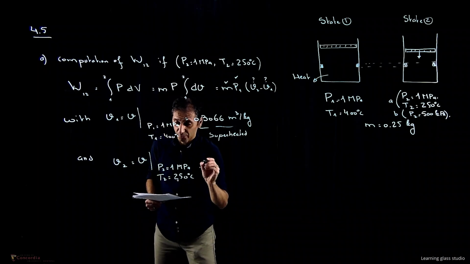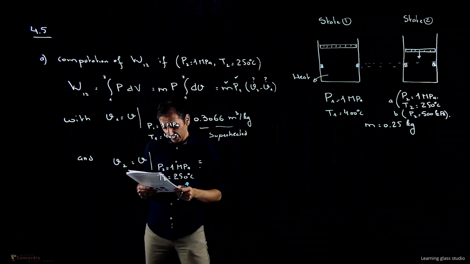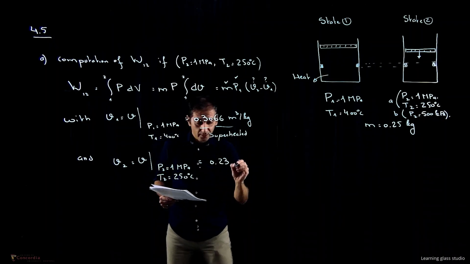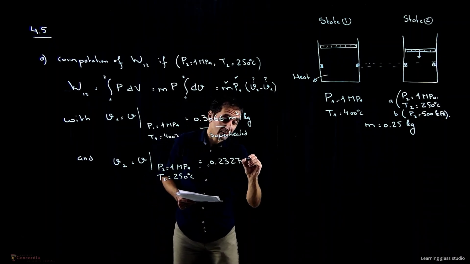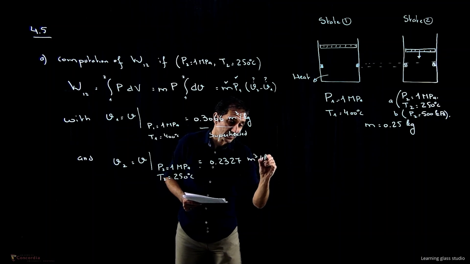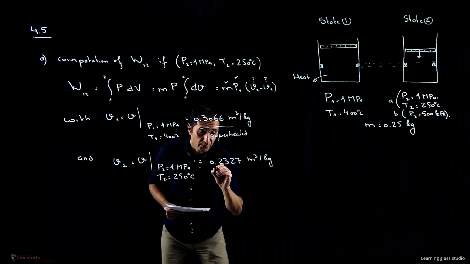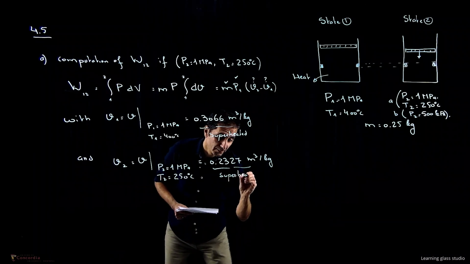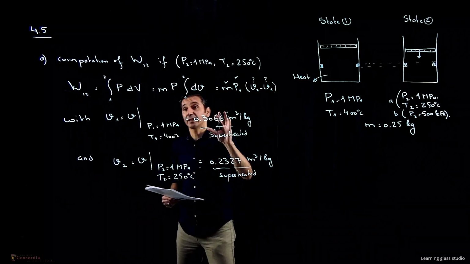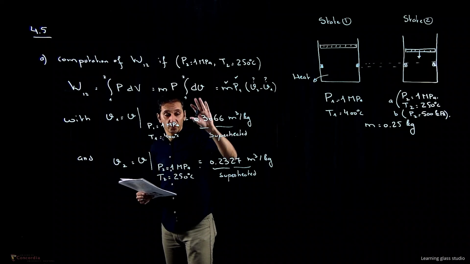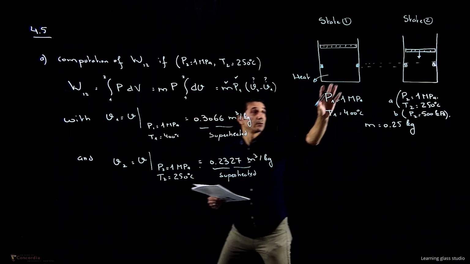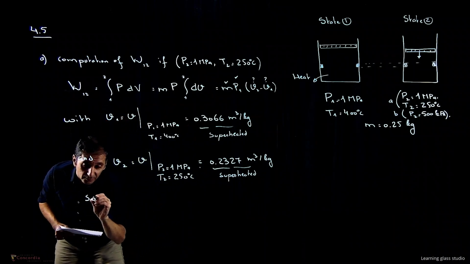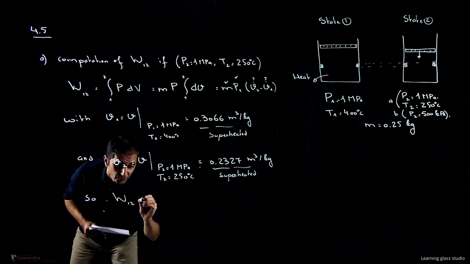Same thing, you go to the table, and then you will get a value of 0.2327 cubic meters per kilogram, and it remains superheated vapor. Okay, and you can see that V2 is lower than V1, which makes sense here. So finally, the work W1-2 is equal to what?